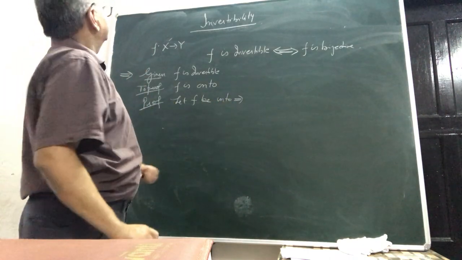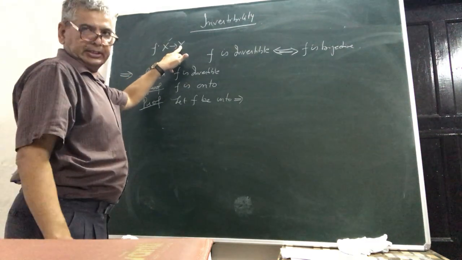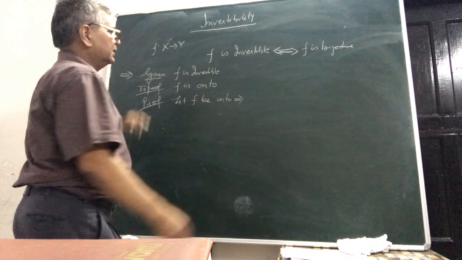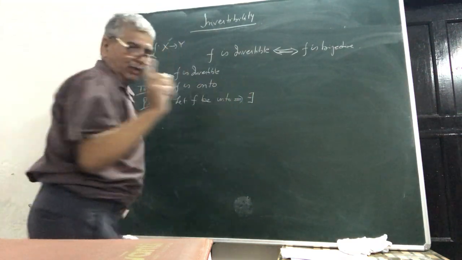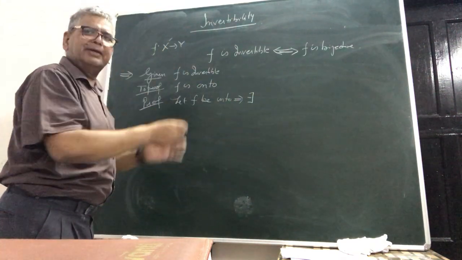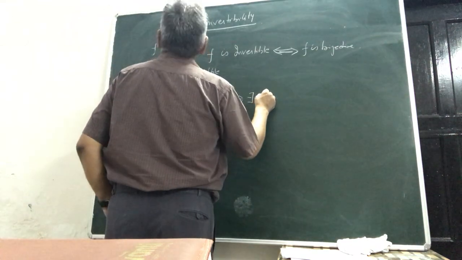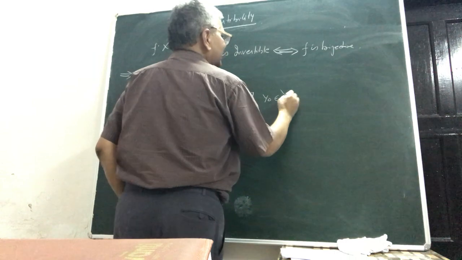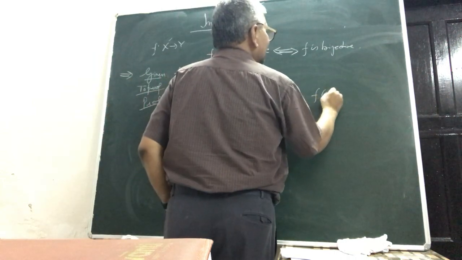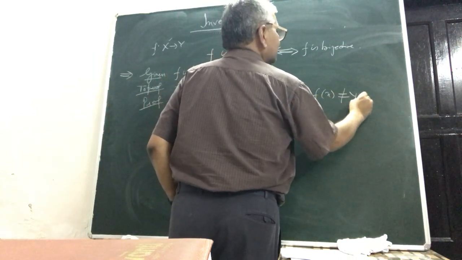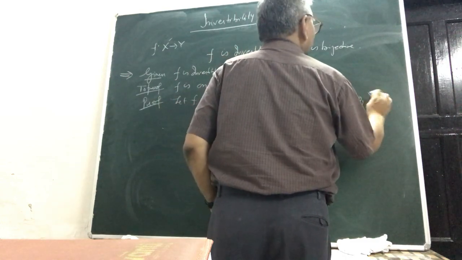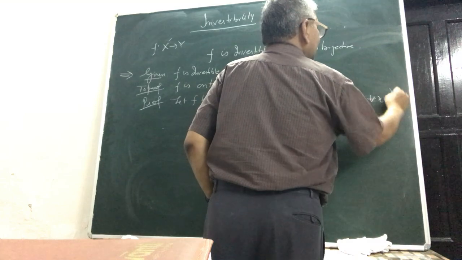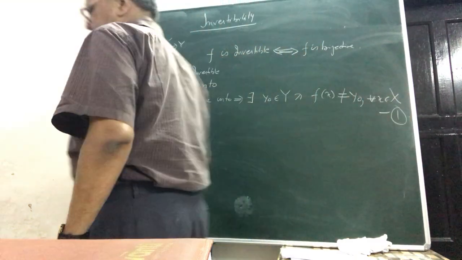This implies what? There exists an element y naught here, which won't be the image of any element in X. So at least one such element will certainly exist; there could be many more. There exists y naught, one element in the set Y, such that f(x) is not equal to y naught for every x belonging to capital X. And this is your first result.